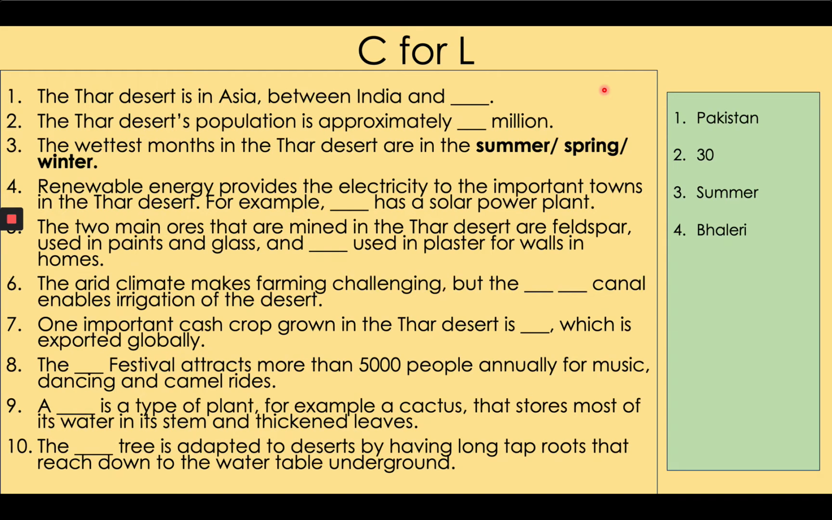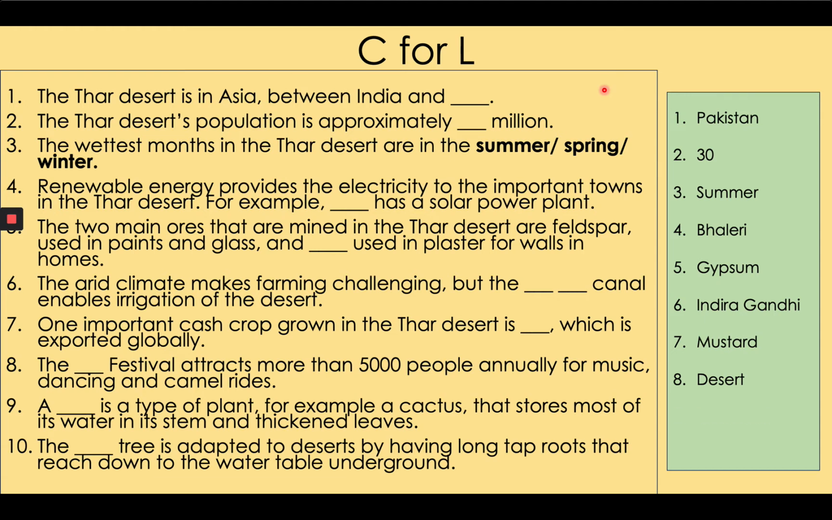5. The 2 main ores that are mined in the Thar Desert are feldspar, used in paints and glass, and gypsum, used in plaster for walls in homes. 6. The arid climate makes farming challenging, but the Indira Gandhi Canal enables irrigation of the desert. 7. One important cash crop grown in the Thar Desert is mustard, which is exported globally. 8. The Desert Festival attracts more than 5,000 people annually for music, dancing, and camel rides.